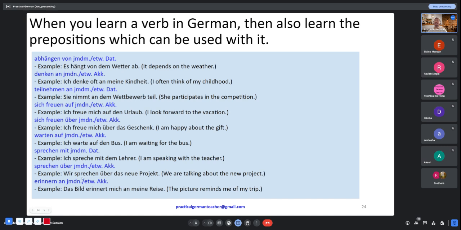Erinnern an jemanden. If you look at a picture and you think, this picture reminds me of my last vacation. Das Bild erinnert mich an meine Reise. After an, it will be accusative. Any questions so far?